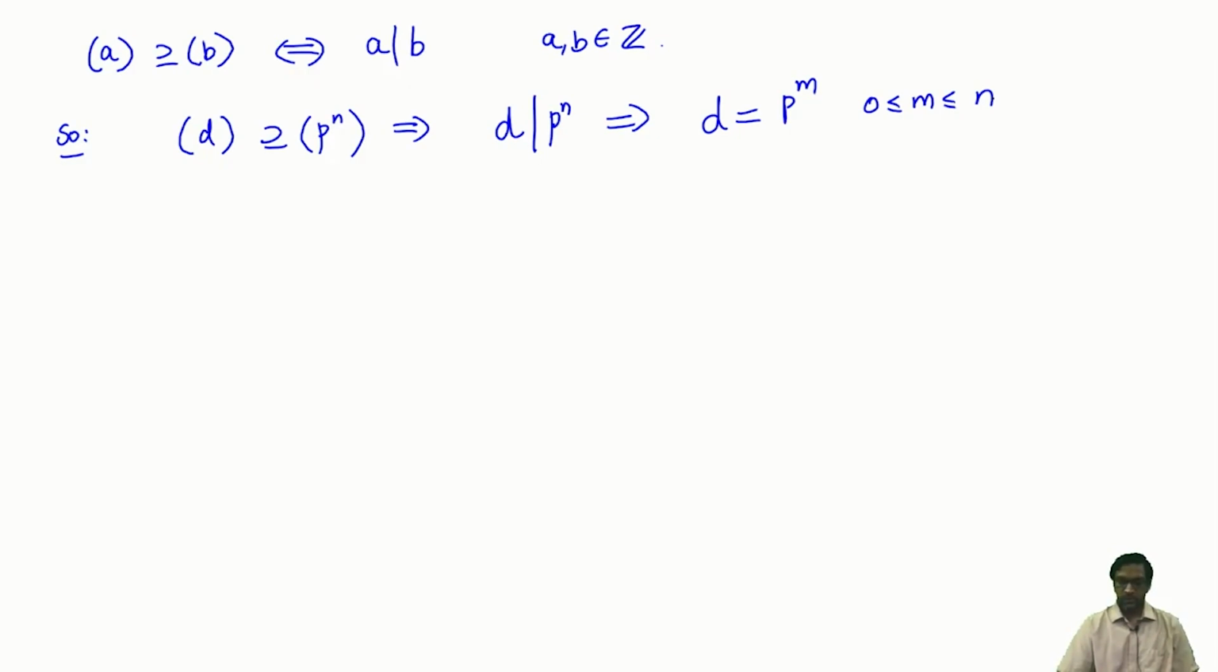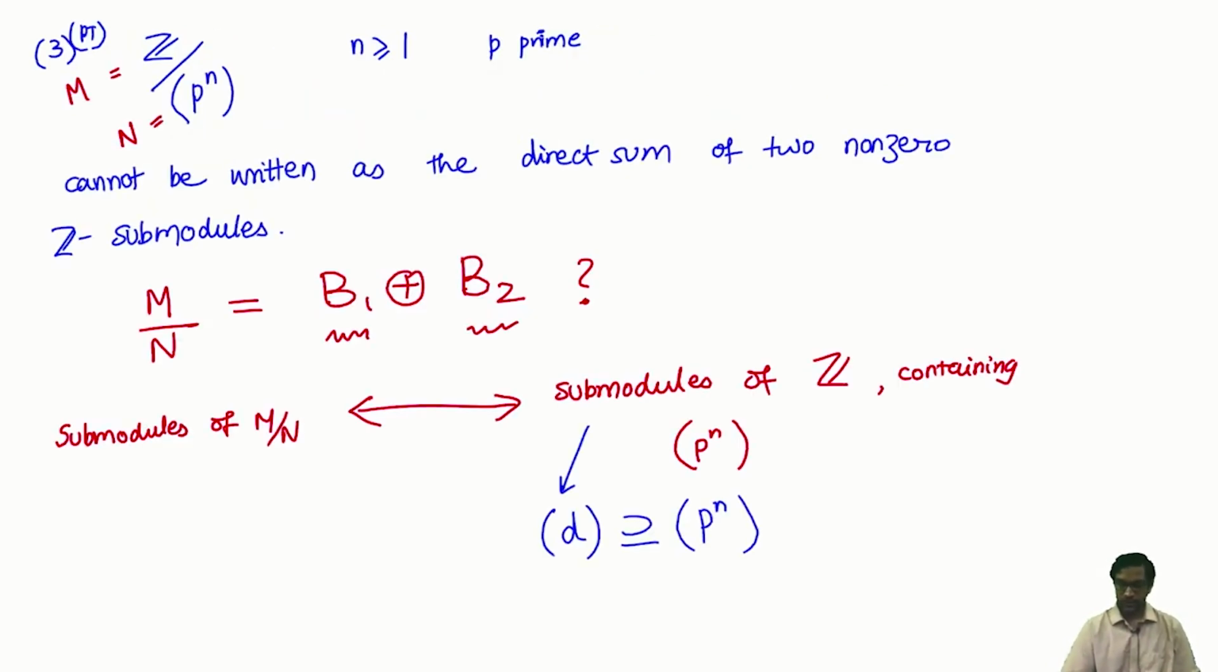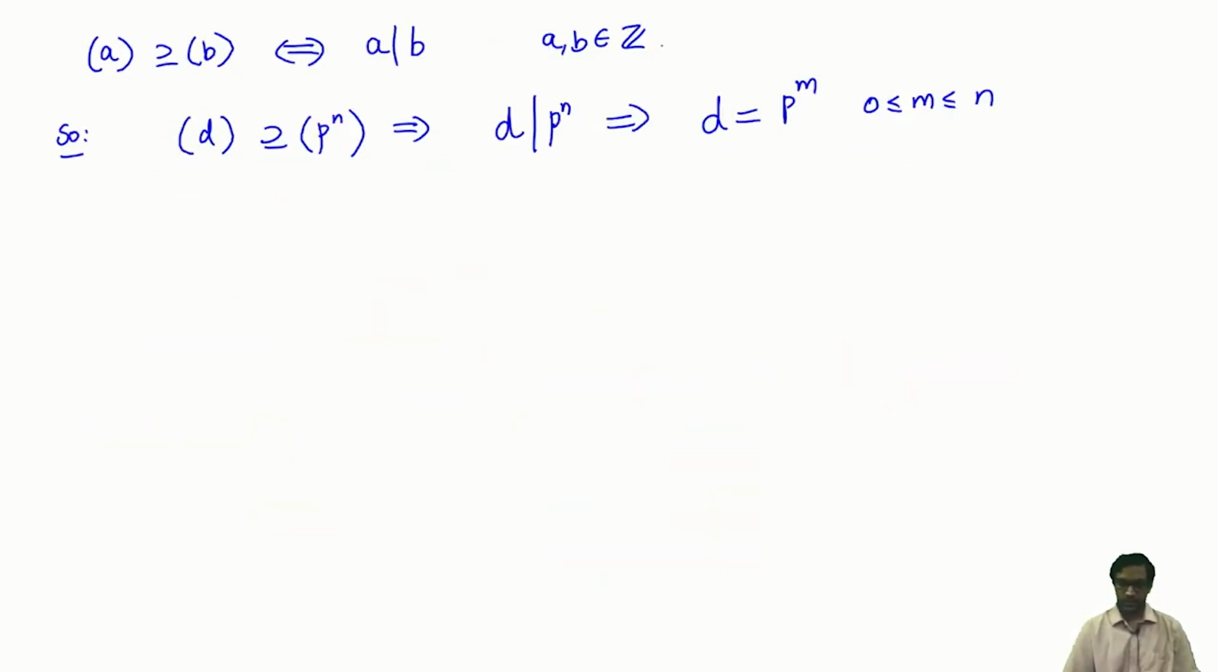Okay, so we have already understood quite a bit what are the submodules of Z modulo p to the n. They are just the submodules. So on this side it's Z modulo p to the n. The submodules are exactly submodules of the form p to the m. You know, they are in bijection, if you wish, with submodules containing p to the n. Okay, so let's just write down that final conclusion.